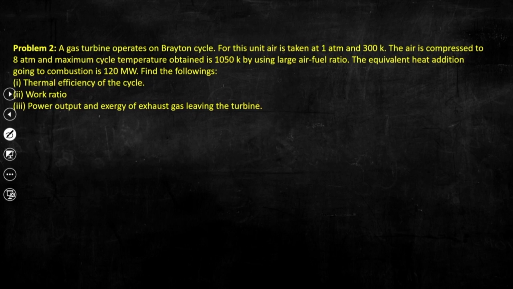The equivalent heat addition given to the combustion is 120 megawatt. We need to calculate the following: thermal efficiency of the cycle, work ratio, power output, and exergy of the exhaust gas leaving the turbine. So, we can solve the problem.